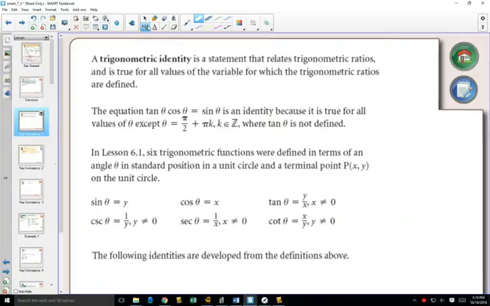If you take out your highlighter, here's the definition of a trig identity. A trig identity is an equation that has trig functions in it that's always true no matter what angle you decide to use. So we have already learnt some trig identities.